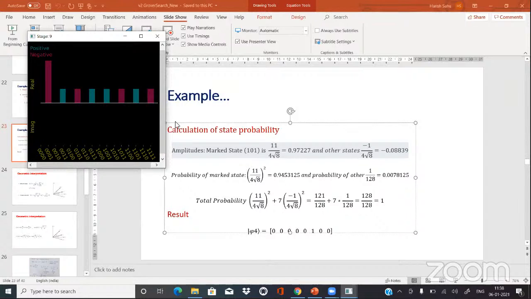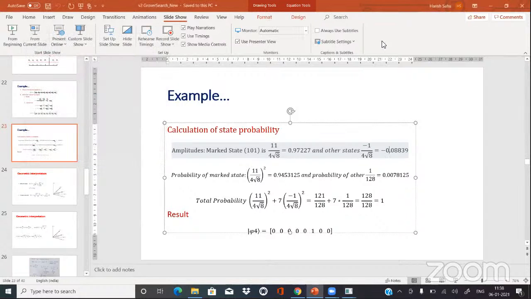So as we increase the bits, the probability decreases, meaning it is divided equally among all. Like if we take 3 qubits, it will divide into all 8 parts. If we take 4, then it will divide into all 16 parts.